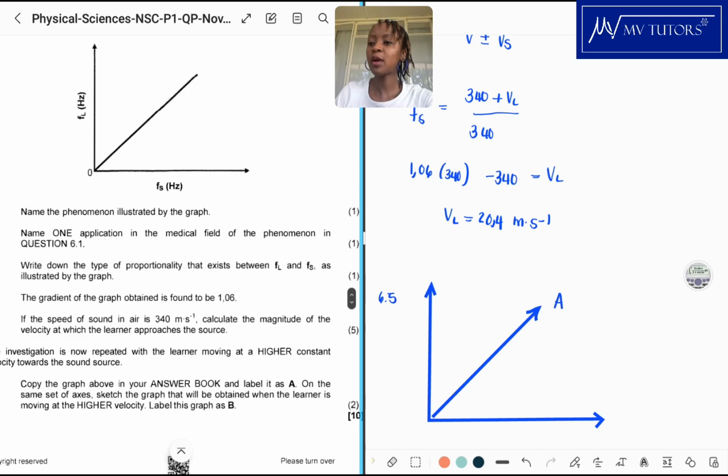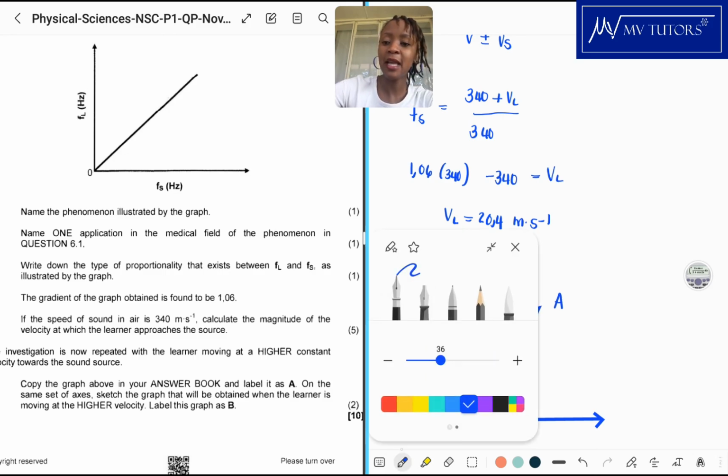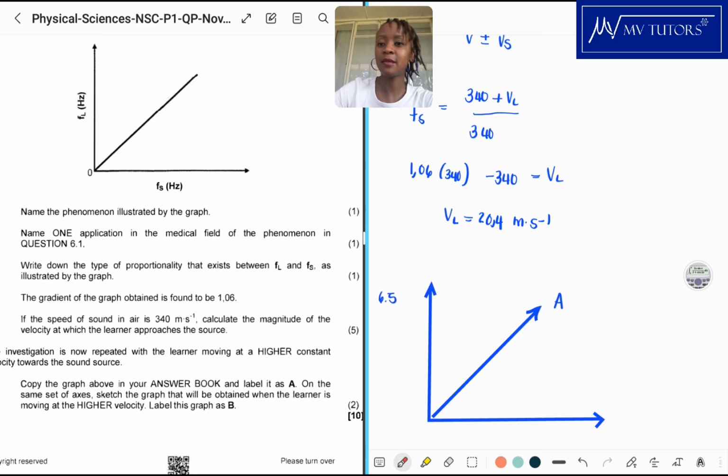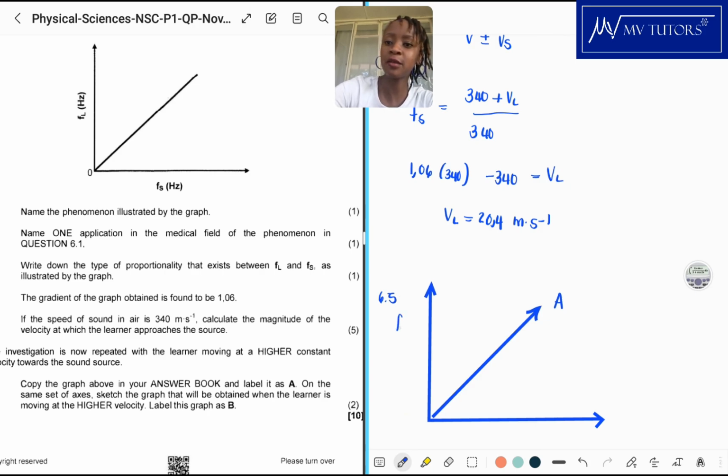Now, if the speed has increased, what will happen? Will the graph become flatter or steeper? Let's have a look. I forgot to label the graph. So this is the frequency of the listener, and this is the frequency of the source.